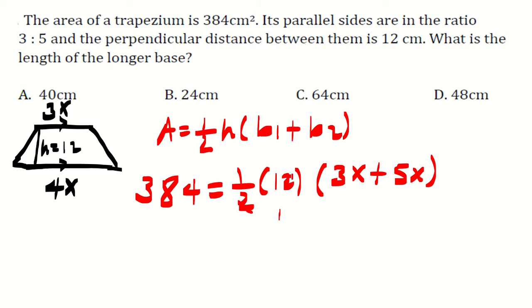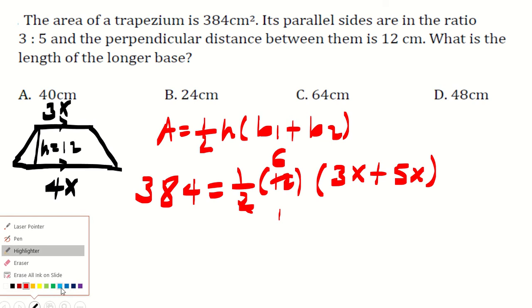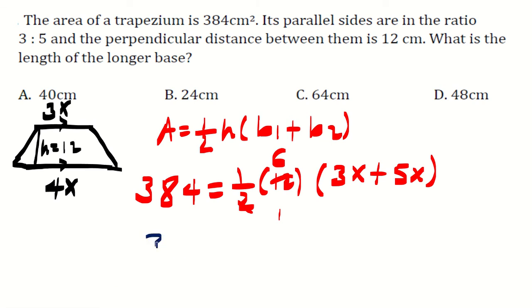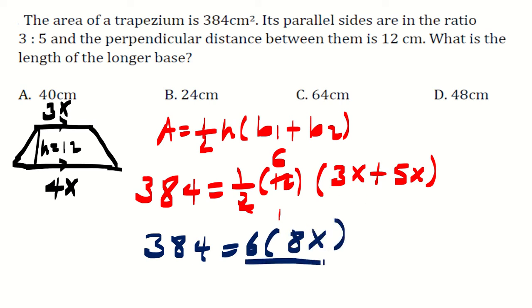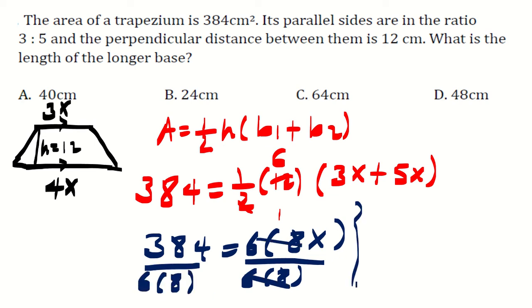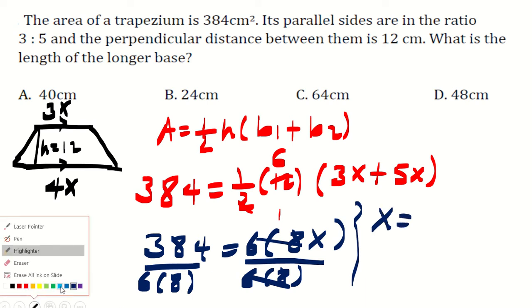So half of 12, this divided by 2 is going to be 6. Therefore, let's change the color to make it more clear. 384 is equal to 6 times 8x. Then we divide by 6 times 8 on both sides. 6 times 8 as it is, because our objective is to get x. Therefore, the x value will be, we can simplify.